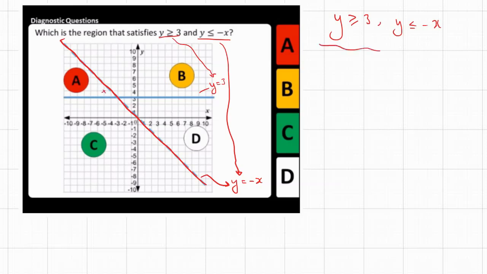So if we check region A, I've picked a coordinate minus 5, 4, because I've gone 5 to the left on the x and 4 up. So I'm going to check this now. So we know that that's x and that's y. So I'm going to check for my y inequality here. Is 4 greater than or equal to 3? Yes.